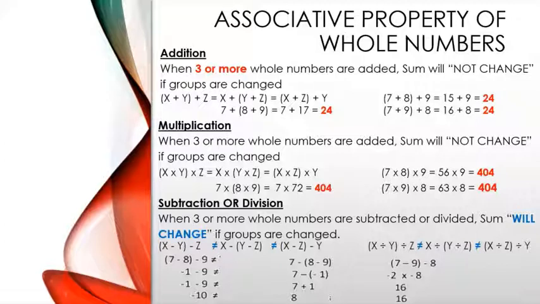So for example, in subtraction, 7 minus 8 minus 9 is equal to minus 10, and 7 minus 8 minus 9 is equal to 8, and 7 minus 9 minus 8 is equal to 16. So the answer will change if the order of the numbers is changed in both subtraction and division. So that also means that associative property works only in addition and multiplication, not in subtraction or division.